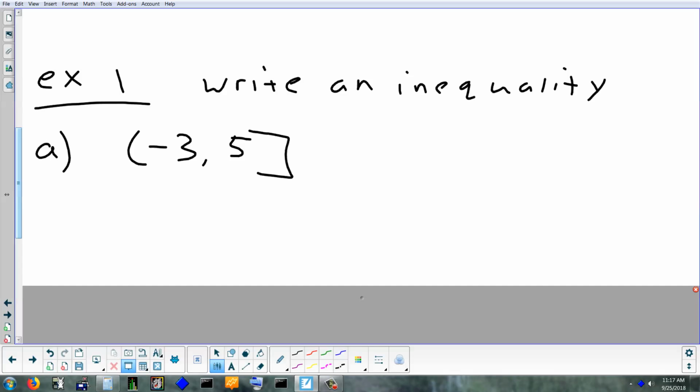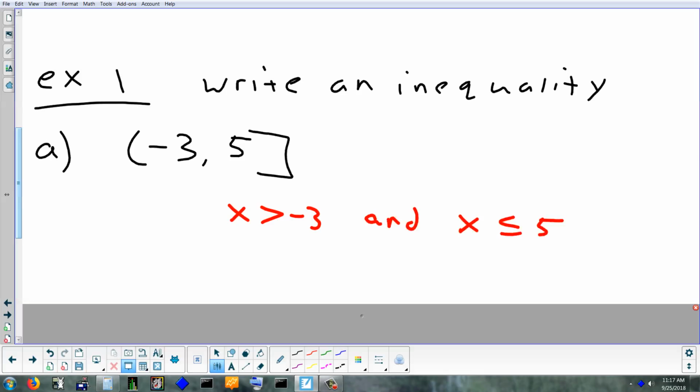Okay. Anyone think they could tell me, we'll start with putting an x, just pick any variable, how we could do this? Blake? X is greater than -3. Okay. And then x is less than or equal to 5. Okay, so that's our first step. X is greater than -3 and less than or equal to 5.